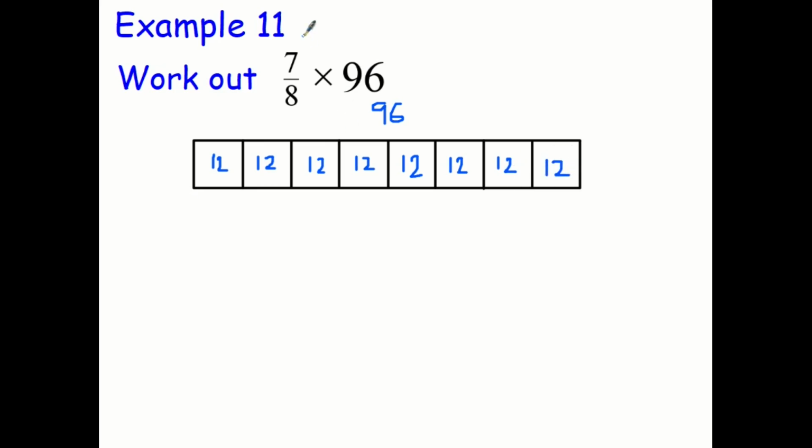And then you multiply it by the numerator. So I want not all 8 of them, I only want 7 of them. So I want this many 12s. And 7 12s are 84.